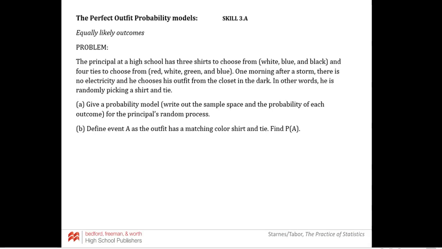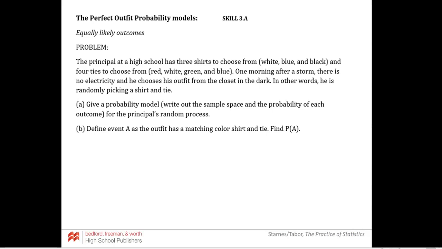So a probability model means we want a sample space, but that's every possible outcome, right? So we could just talk it through. White and red, as in white shirt and red tie. White and white, that would be a little strange. So white shirt, white tie, white and green, and white and blue. So 4 that start with white, 4 that start with blue. Blue red, blue white, blue green, blue blue. 4 that start with black. Black red, black white, black green, black blue, right?